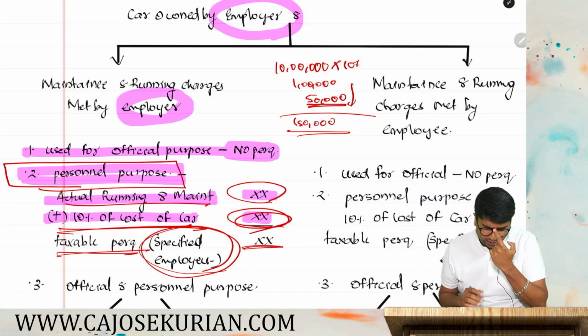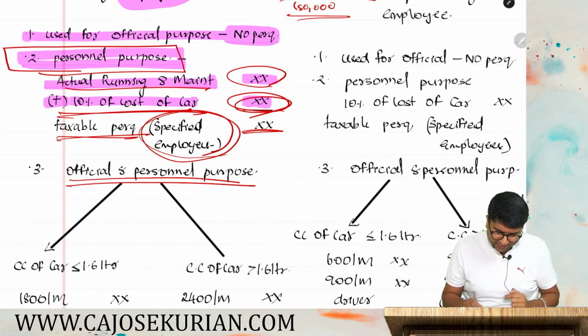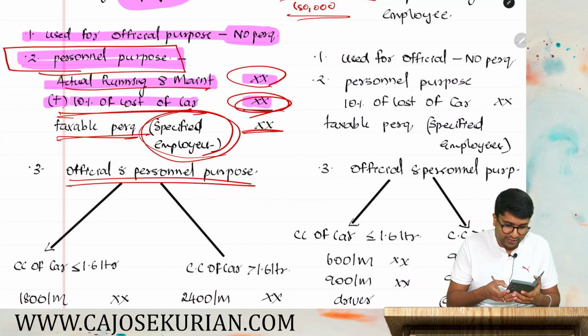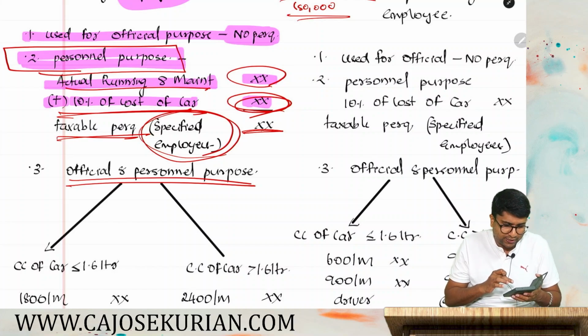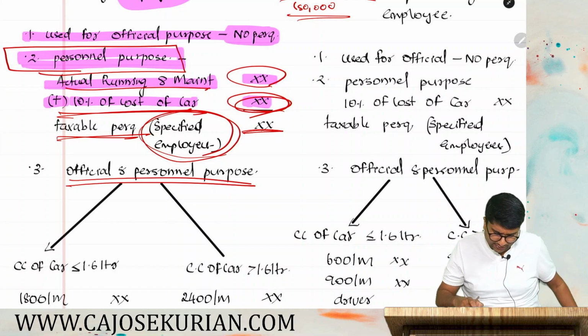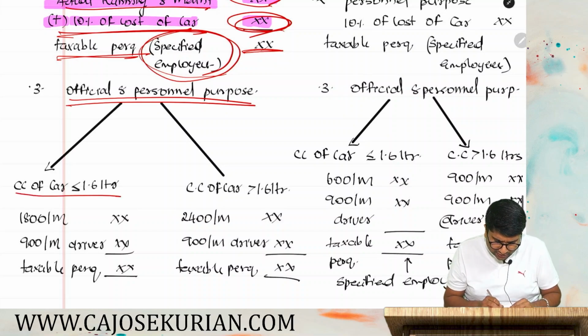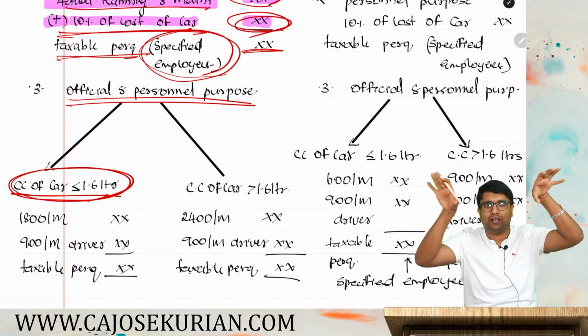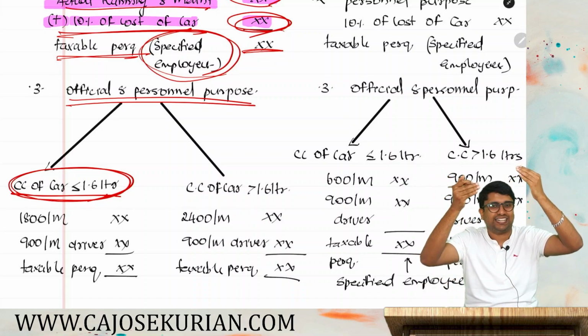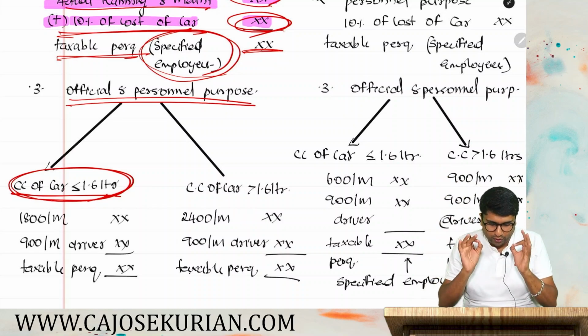Now, if the car is used for personal purpose as well as official purpose, that means if the car is used for a mix of official purpose as well as personal purpose, how do we value the perquisite? And that's what we are about to discuss right now. If the cubic capacity of the car is less than or equal to 1.6 liters, then they are giving again a statutory figure. You don't have to write down the actual running and maintenance charges and deduct something. Rather than that, what does the department say?